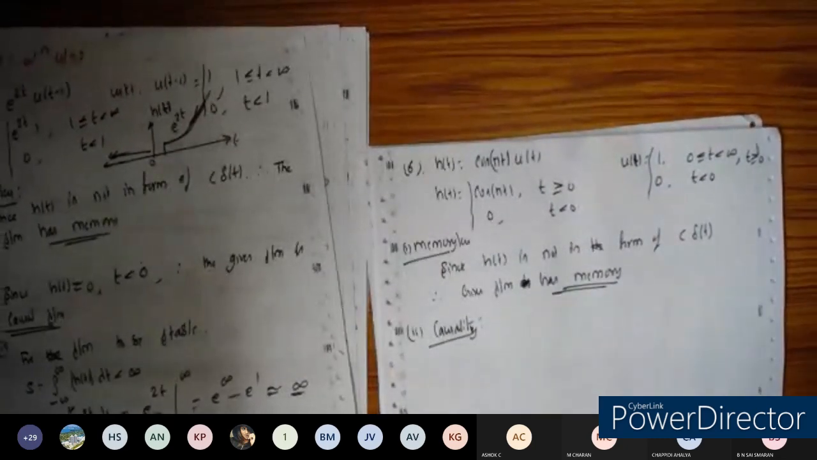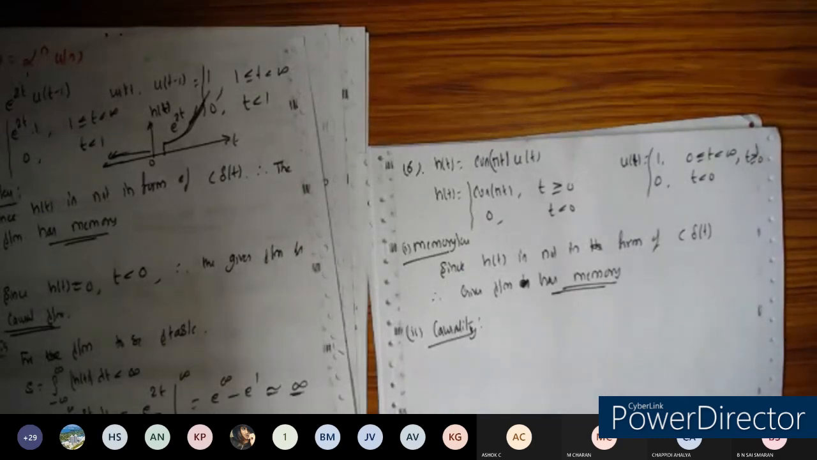Any doubts in verifying the memory? Okay. Yes, sir. Everyone can understand this problem, right? These kinds of problems.